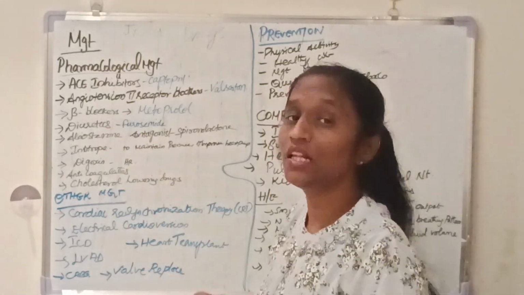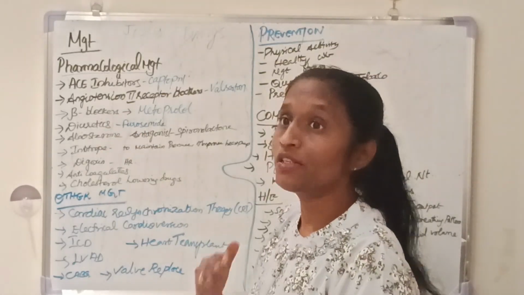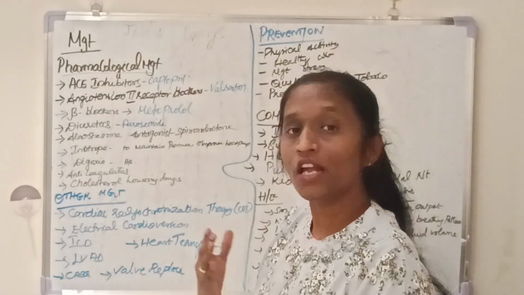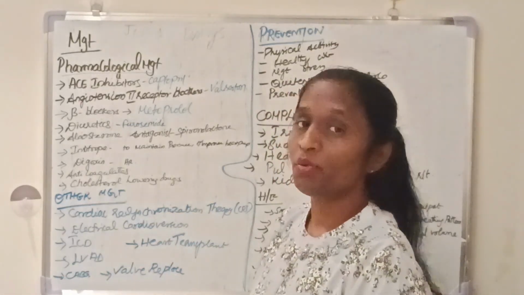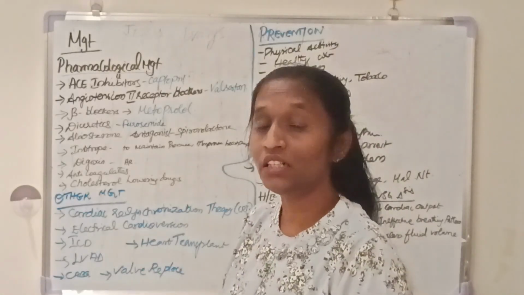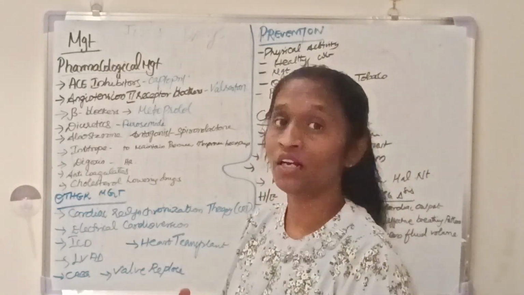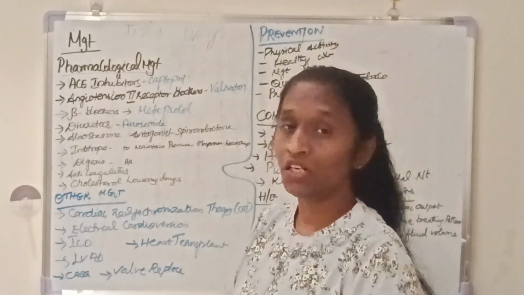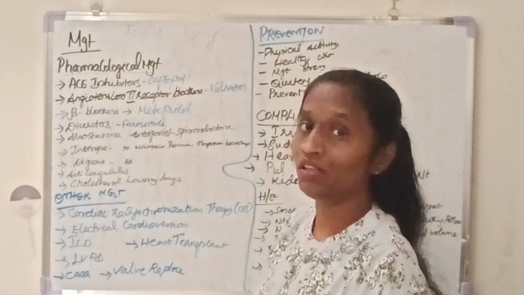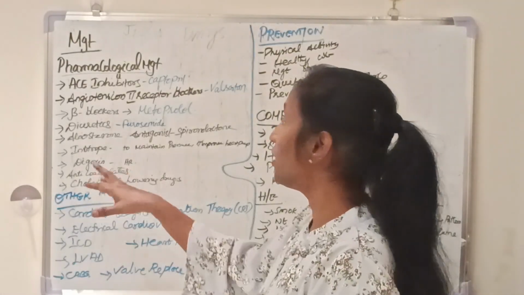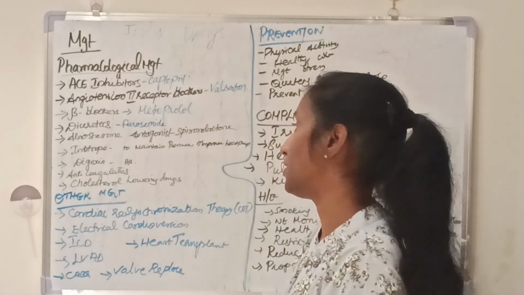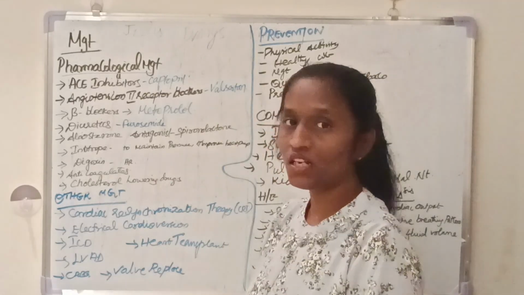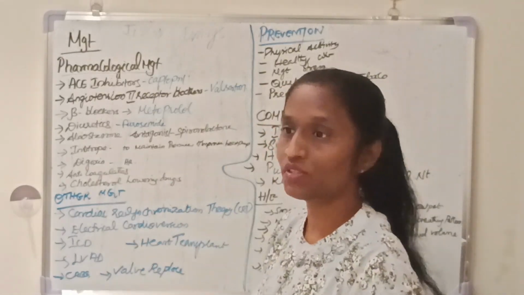Beta blockers. This beta blocker blocks the stimulation of the sympathetic nervous system. Already we have seen in the pathophysiology, the sympathetic nervous system gets stimulated, and there is release of renin, conversion of angiotensin 1 into 2, aldosterone, and retention of fluid. So it blocks the stimulation of the sympathetic nervous system. Metoprolol.